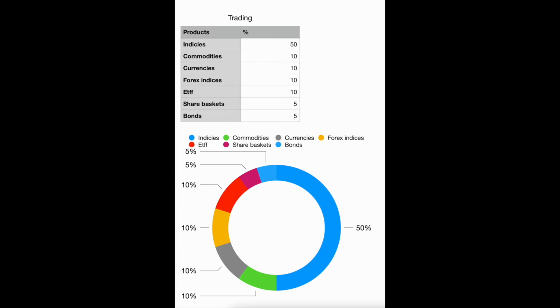Like commodities, they have an index as well, an agriculture index and an energy index. We can just trade that one to be on the safe side. That will reduce our risk in any big ups and downs. Also we can trade a share basket instead of buying individual shares. We can just trade the basket. Again, it's less volatile, and we can do a little bit of trading in bonds as well.